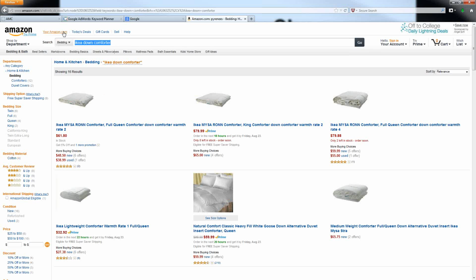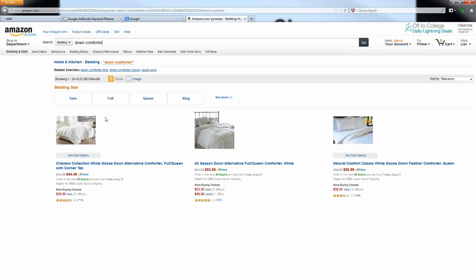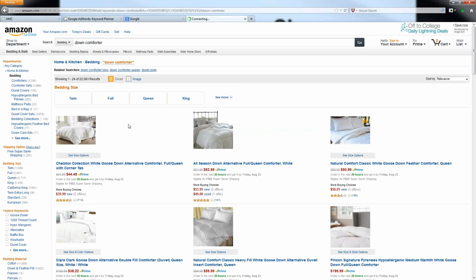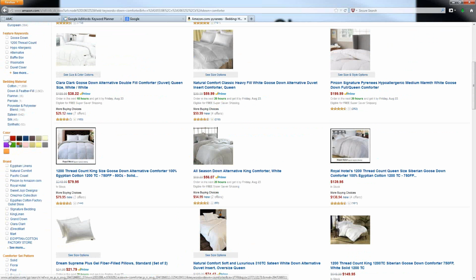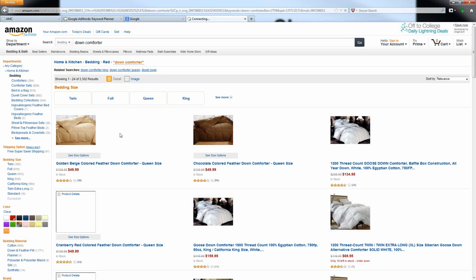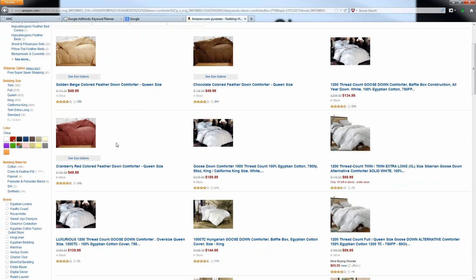But in addition to the brands and the actual down comforters for those brands, the colors is another thing that I was possibly interested in. So what I could simply do is to search for down comforter. Over on the left-hand side, you can see that there are colors listed over here where I could simply select one of them and it will show me down comforters in that color.